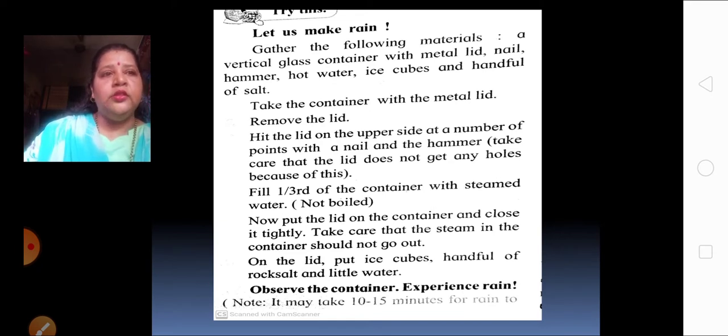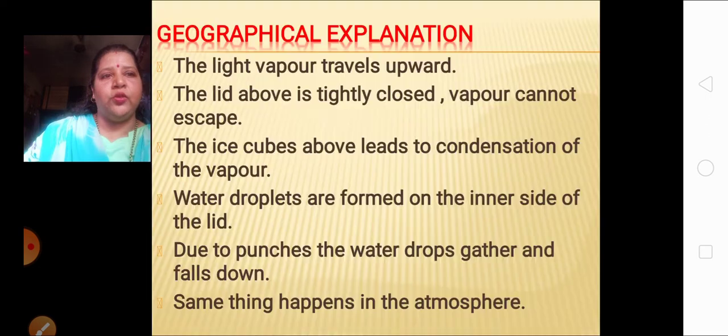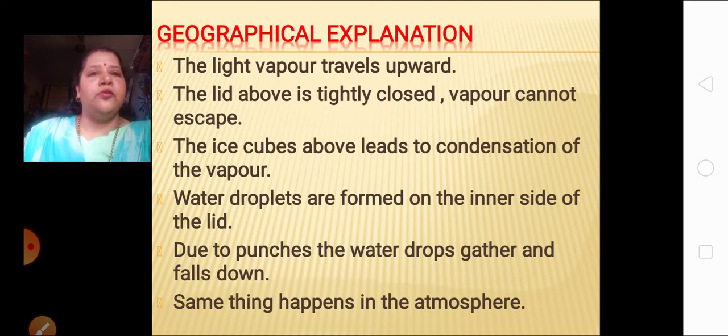So let's continue. Let's have an explanation about this. The light vapor travels upward. Because of the hot water in the jar, vapors are created in the jar, and these light vapors start traveling upward. As you all know, we have closed the lid tightly, so the vapor will not be able to escape from the top. And above that we have already kept ice cubes above the lid.